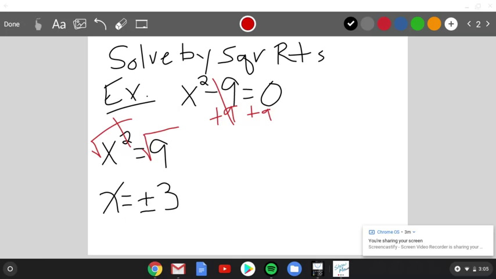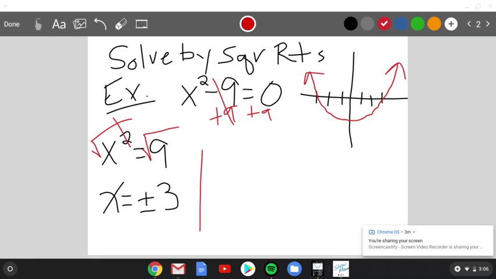And it might help you to think about that. If we graphed x squared minus 9, we would get a parabola and it would cross the x-axis at both positive 3 and negative 3. Remember how your parabola crosses the x-axis twice. So you have two solutions, one on the right side, one on the left side.